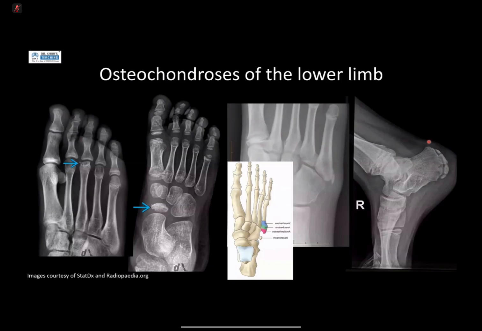Things to note is that you've got a lot of normal variants that can look like that, similar to the apophysis here. So if you see sclerosis, don't always call it Sever's disease. Just make sure you correlate with patient symptoms, because a normal apophysis can also look like this.